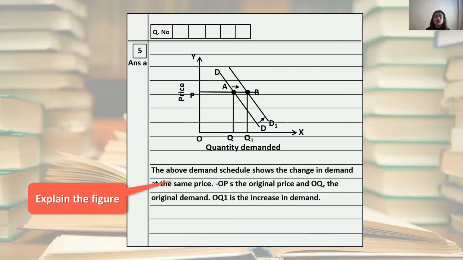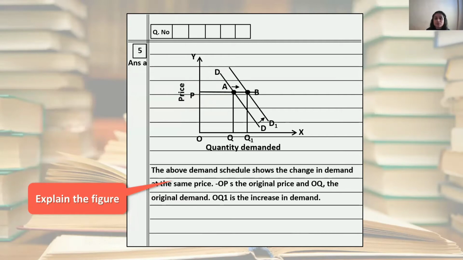And this is not how your answer ends. After drawing the demand curve, please write down the explanation to the figure. Many students tend to forget this. You have to write the explanation at the end of the demand curve, which is extremely important. Now, how do you write the explanation? The above diagram shows, what does it show? It shows increase in demand with the price being constant, right? So say the price is OP, which is constant, and the demand increases from original demand OQ to OQ1, thereby causing a rightward shift from demand curve DD to D1D1, right? So this is how you will write your explanation.